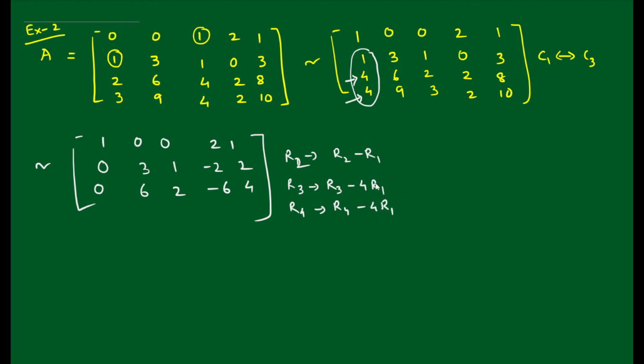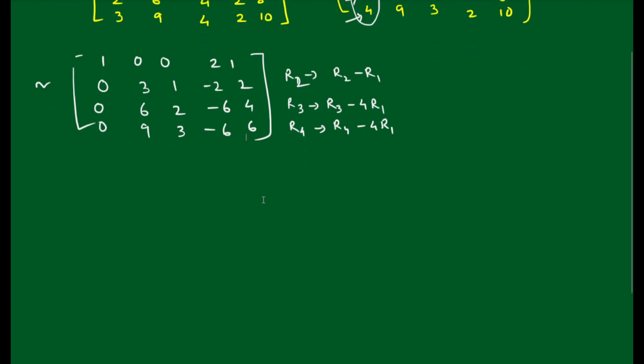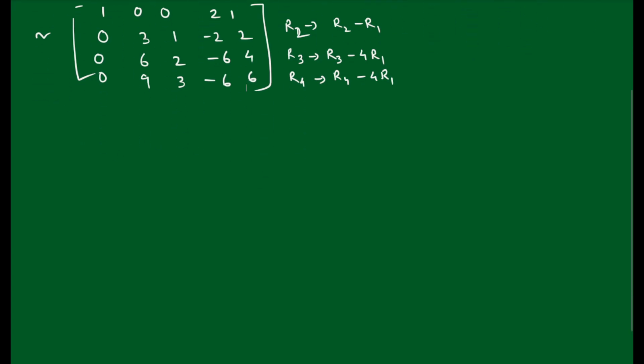So all the operations are with respect to R1. So what will be the element? 0. Then it is 9, 3, 2 minus 4 into this. Again it is minus 6. And then the final element will be 10 minus 4 into this, how much is it? 6. Okay. So all the elements below the first non-zero element are 0.